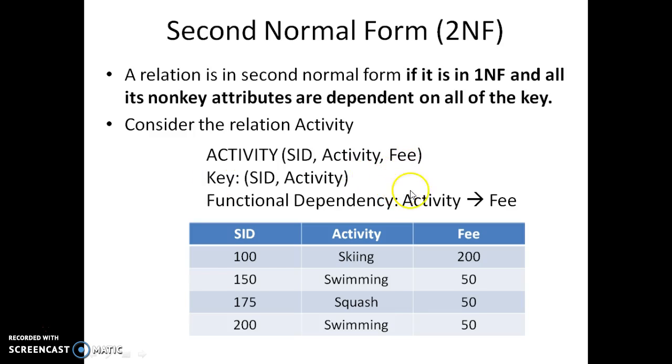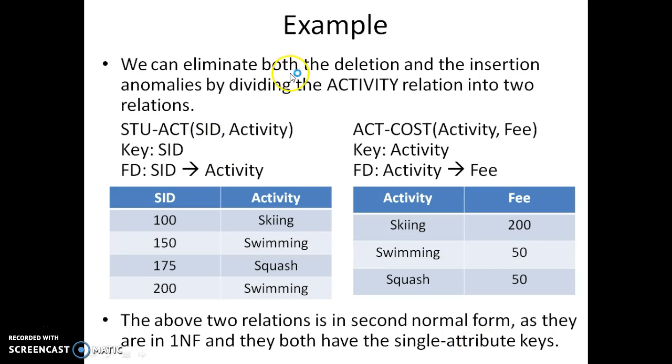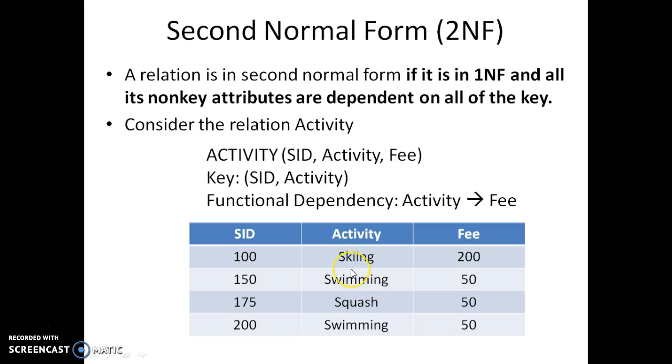So we just have to show that the non-key attribute, that is phi, is dependent on the key attribute, that is SID or activity. Here the functional dependency defines activity functionally determines phi. That means once activity defines phi, then you cannot change that activity with another phi. So here, for example, swimming costs 50 rupees. In the fourth row also swimming costs 50 rupees. Now, this table is having certain types of anomalies like insertion and deletion.